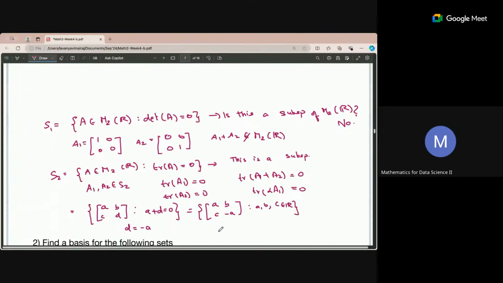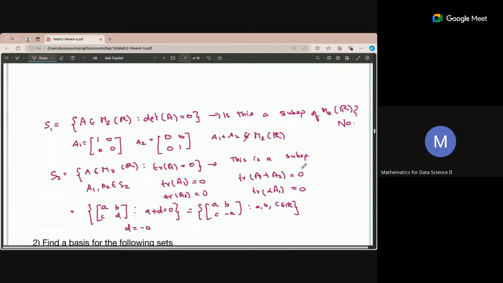Suppose the trace is some non-zero number, then what happens? Then it cannot be a subspace, right? Because suppose it is, let us say, 1. Then the trace of A1 is 1, the trace of A2 is 1, then the trace of A1 plus A2 is not 1, right? So that cannot be a subspace. When the trace of A is 0, this is a subspace. All right?